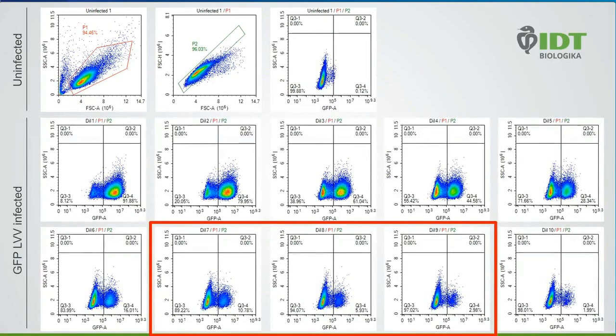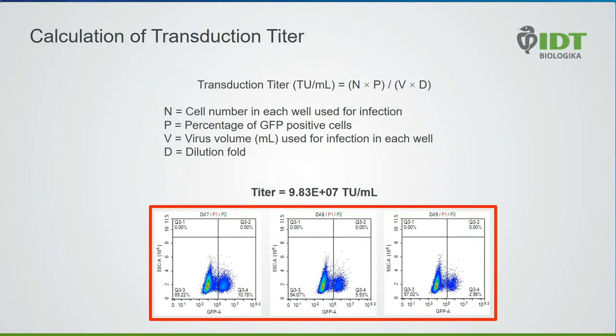To calculate the transduction titer, the following equation is used, where N equals the cell number in each well used for transduction, P is the percentage of GFP positive cells, V is the virus volume used for transduction in each well, and D is the dilution. For this example, the mean titer is calculated based on the linear dilutions 7, 8, and 9, where the average of them came out to be 9.83E7 transduction units per mL.